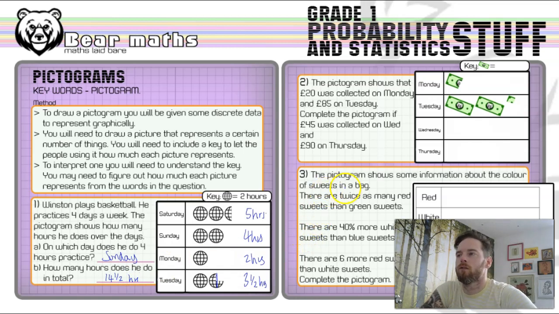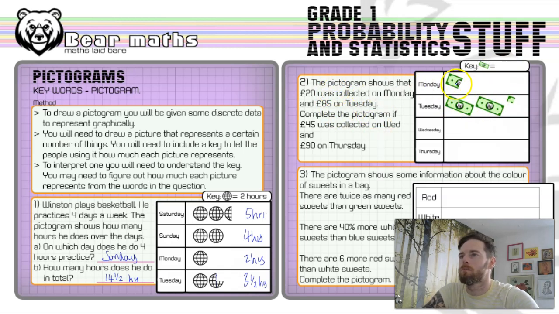Okay, moving on to question 2, slightly more tricky question. The pictogram shows that £20 was collected on Monday and £85 on Tuesday. Complete the pictogram if £45 on Wednesday, £90 on Thursday was collected. Now there's no key for this one, so we're going to have to use the pictures we've got in there already to figure it out and the words that we were given.